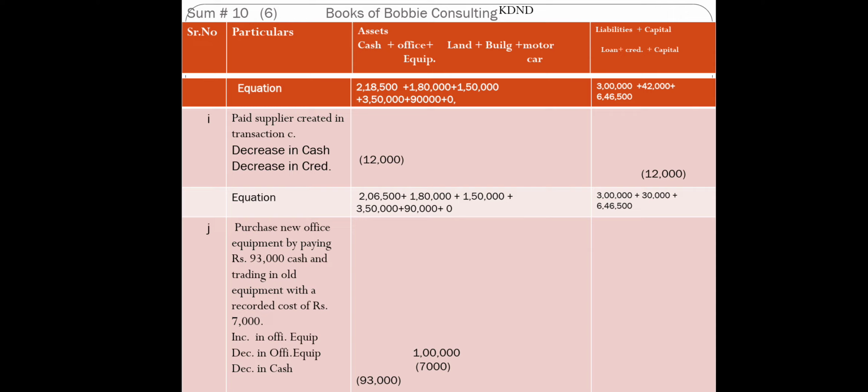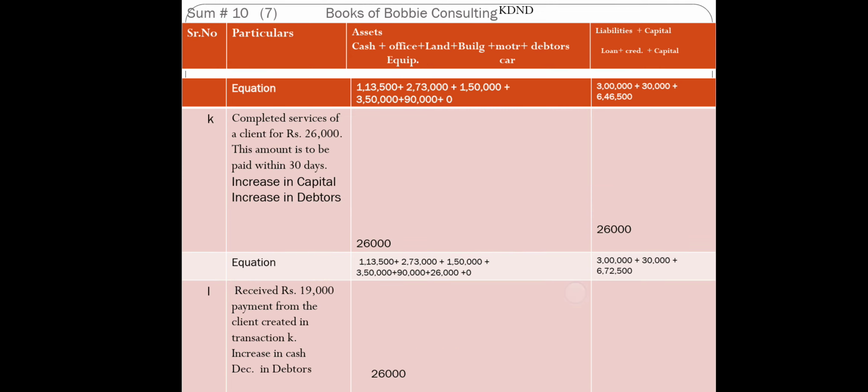So you can see over here in office equipment we are introducing 1 lakh, and at the same time in office equipment we are reducing 7,000. And here another thing is that is decrease in cash of 93,000. We are showing them in the same way, right? So this way we are going to adjust this particular transaction. Then comes next, completed services for client 26,000, right? This amount is to be received within 30 days.